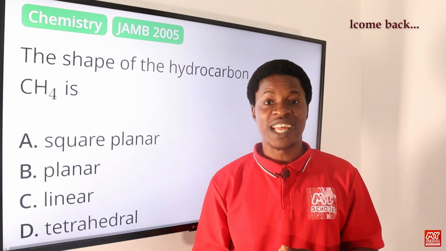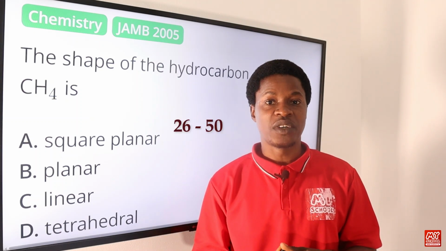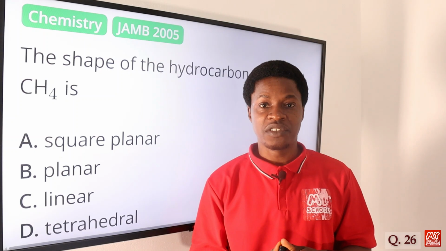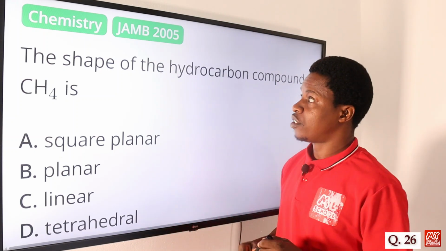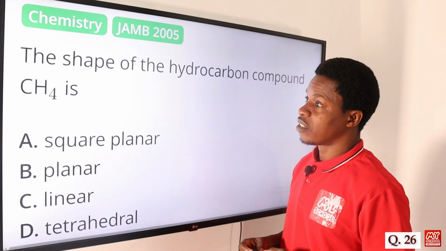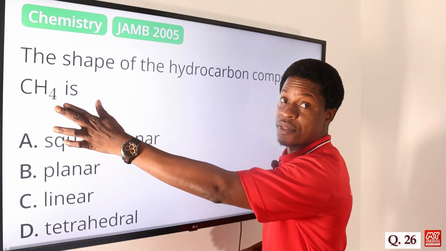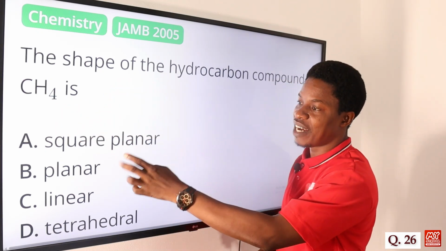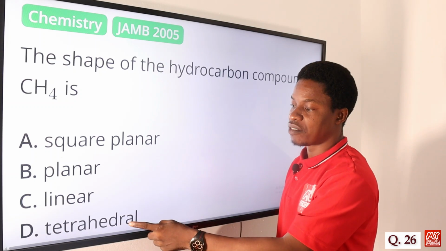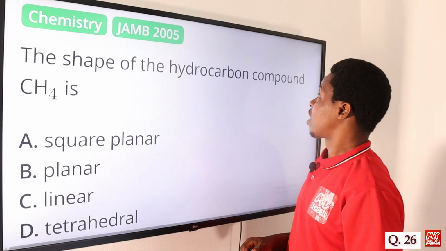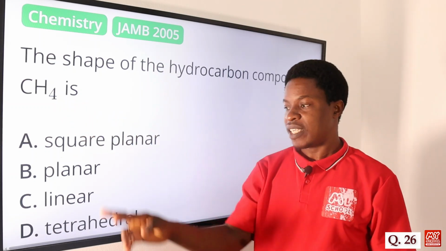In today's video, we'll be tackling question 26 to question 50. Now let's get down to question number 26. The shape of the hydrocarbon compound CH4, of course that's your methane, is what? We have square planar, planar, linear, tetrahedral. The shape of methane actually is tetrahedral.